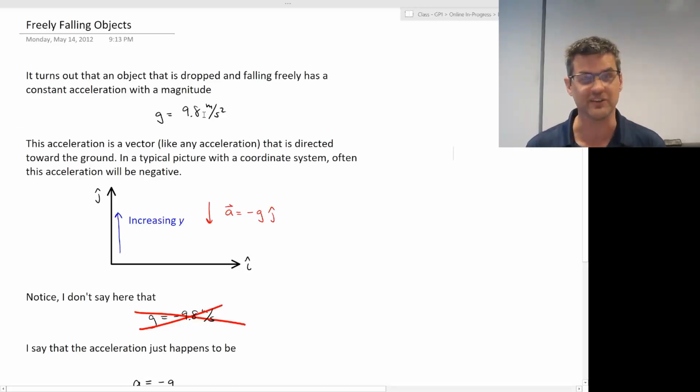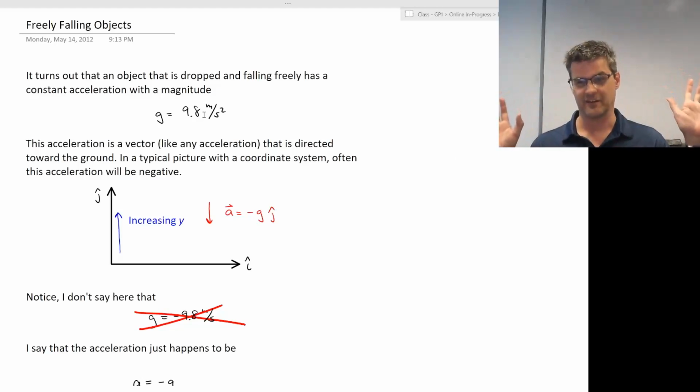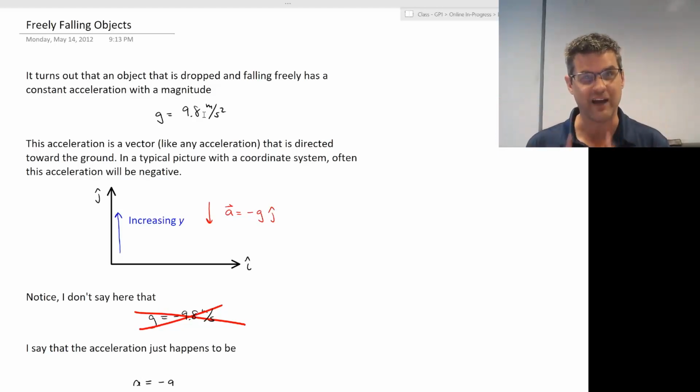If you don't believe me, look at the front cover of the book. The electronic version is totally fine. You're going through the notes, you see a positive 9.8 meters per second squared. Depending on the book, it might be 9.81 meters per second squared. Fine, whatever. But you're never going to see the minus sign associated with g.